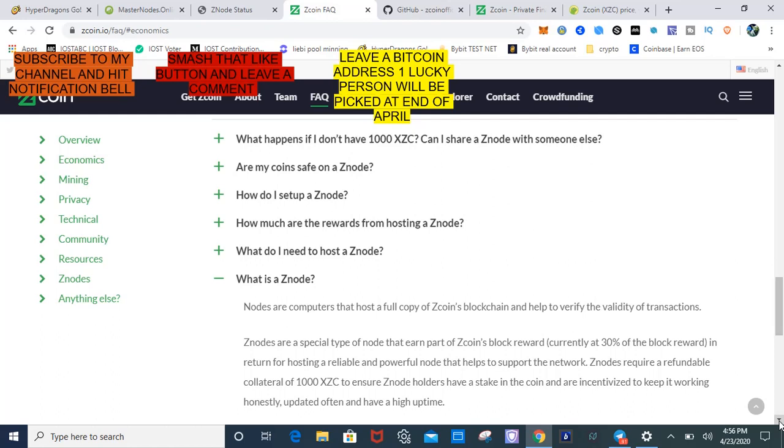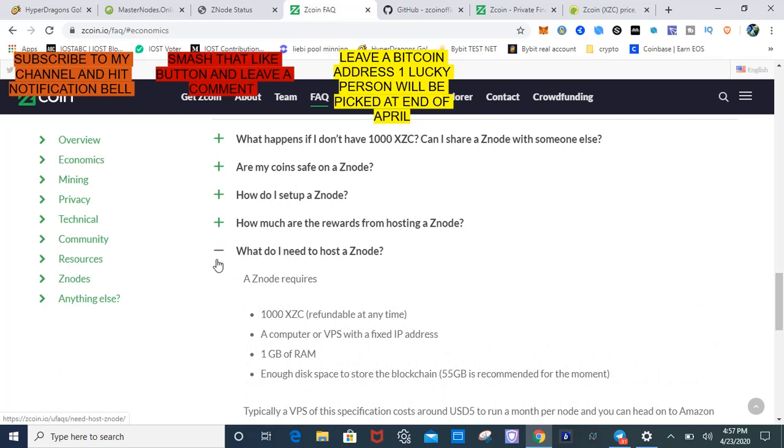Znodes require a refundable collateral of 1,000 Zcoins to ensure Znode holders have a stake in the coin and are incentivized to keep it working honestly, update it often, and have a high uptime. What do I need to host a node? 1,000 Zcoins, a computer or VPS with a fixed IP address, 1 GB of RAM, and enough disk space to store the blockchain. They recommend 55 gigabytes.